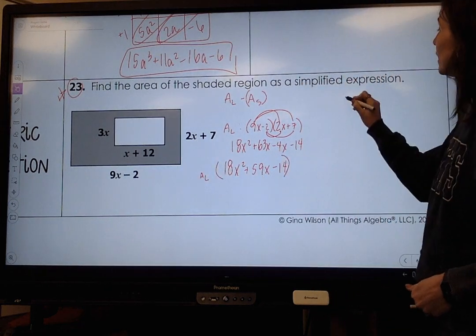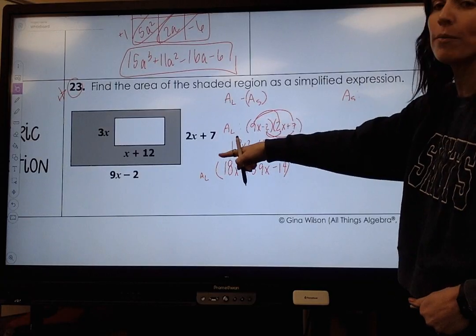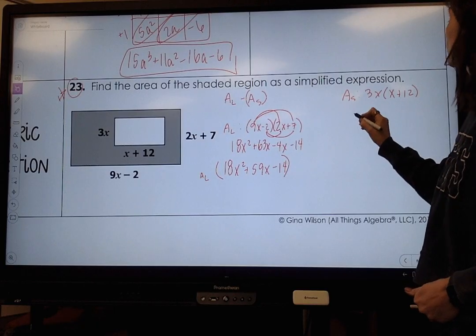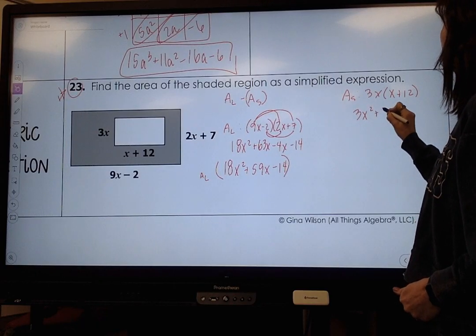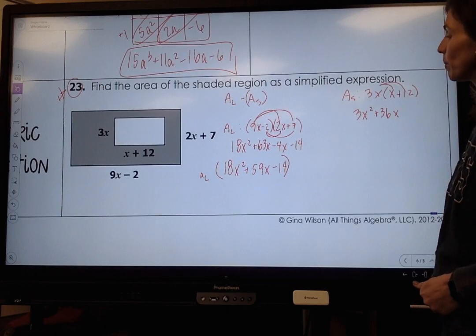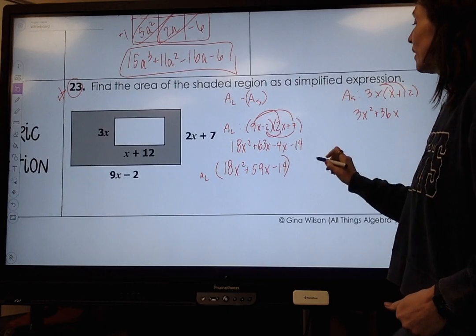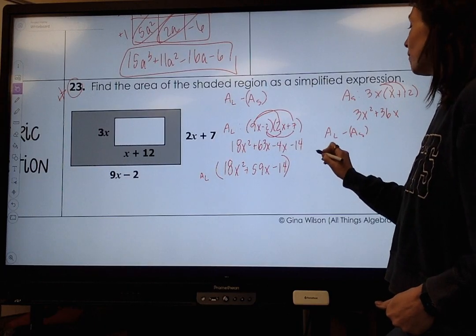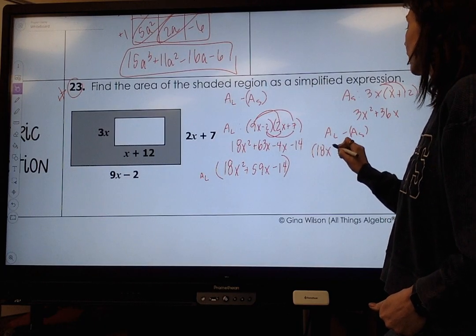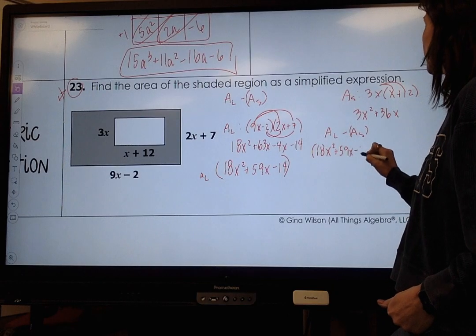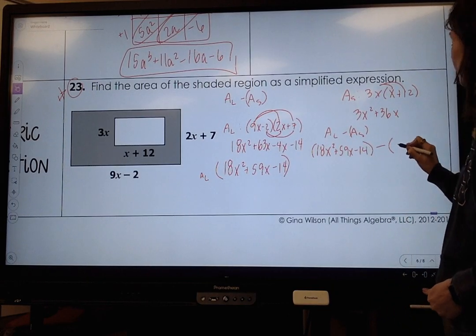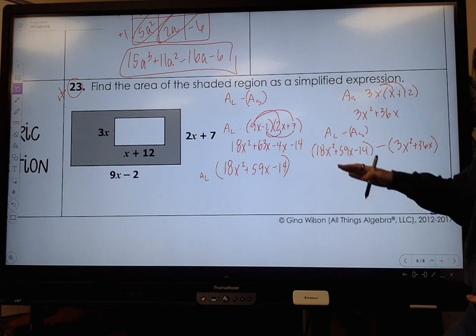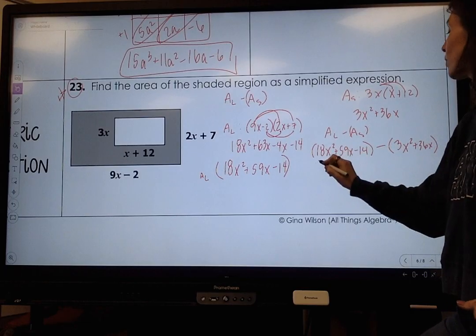Okay, now I need to find the area of my small. The area of my small is 3x times x plus 12, which gives me 3x squared plus 36x when I distribute. So remember my formula. It's the area of the large minus the area of the small. The area of my large is 18x squared plus 59x minus 14 minus the area of my small, which is 3x squared plus 36x. This trinomial remains the same.